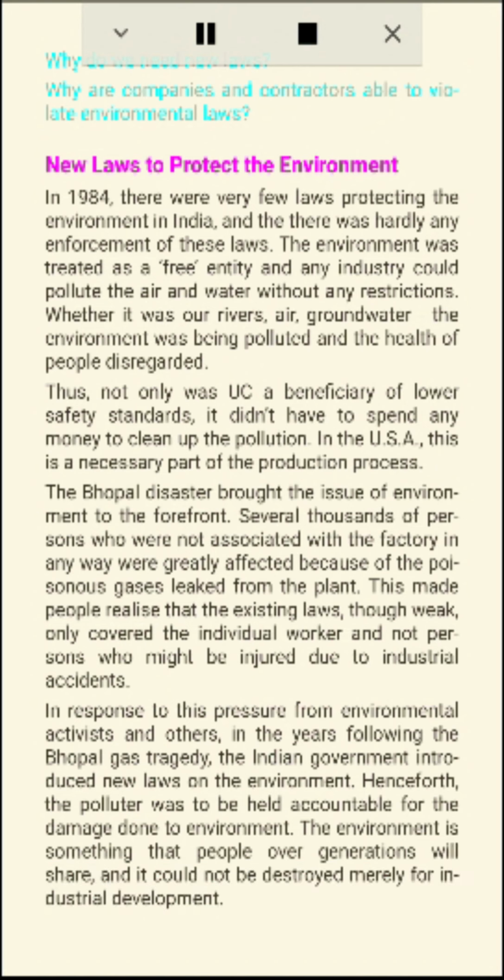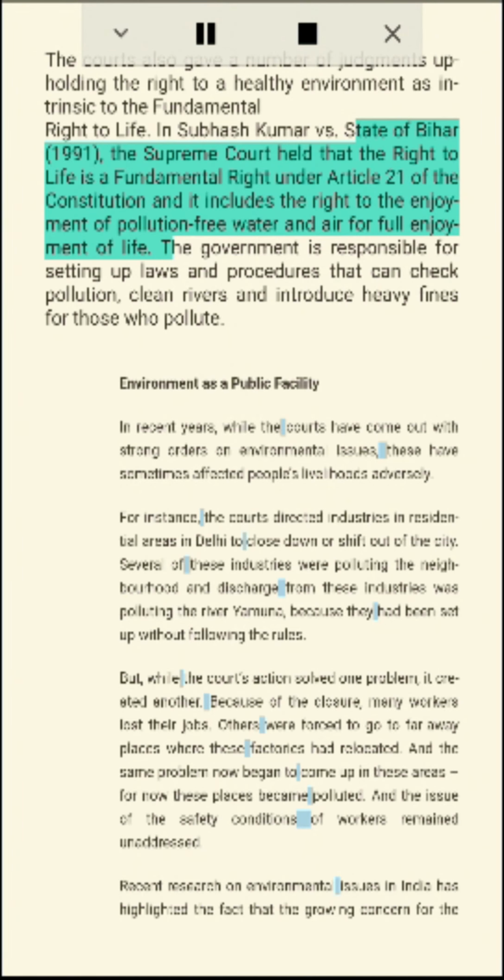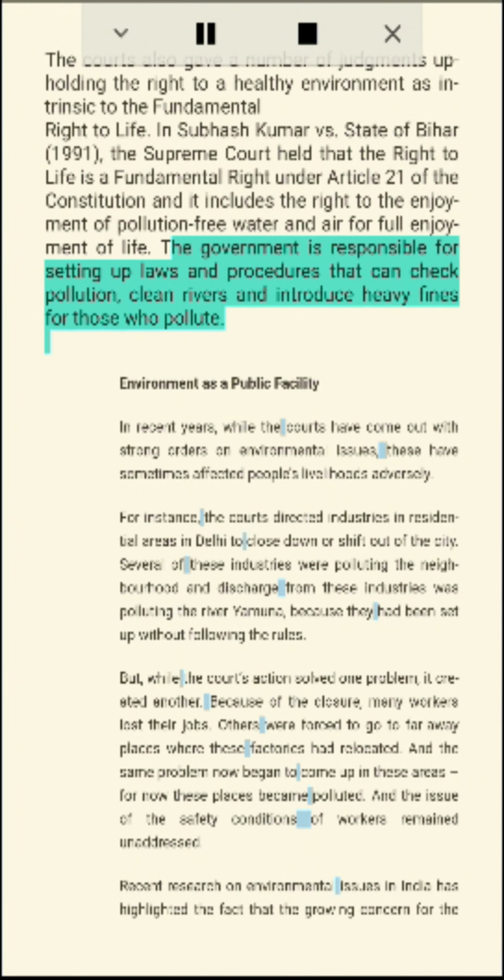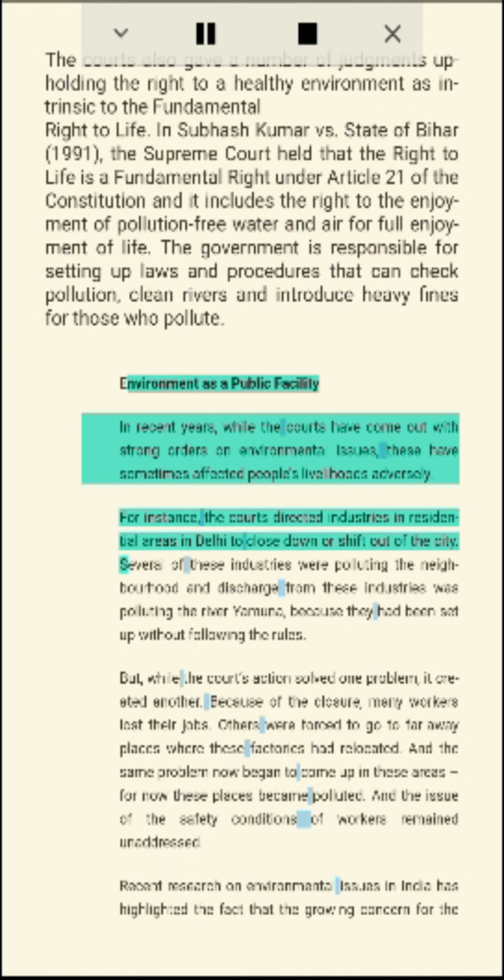The courts also gave a number of judgments upholding the right to a healthy environment as intrinsic to the fundamental right to life. In Subhash Kumar versus State of Bihar, 1991, the Supreme Court held that the right to life is a fundamental right under Article 21 of the Constitution, and it includes the right to the enjoyment of pollution-free water and air for full enjoyment of life. The government is responsible for setting up laws and procedures that can check pollution, clean rivers, and introduce heavy fines for those who pollute. Environment is a public facility.